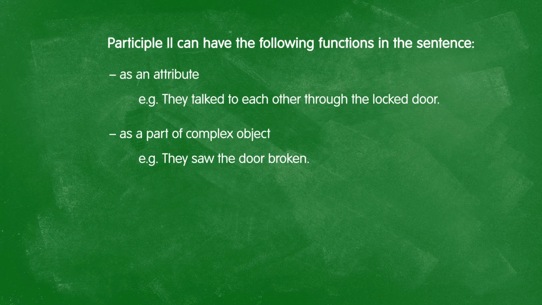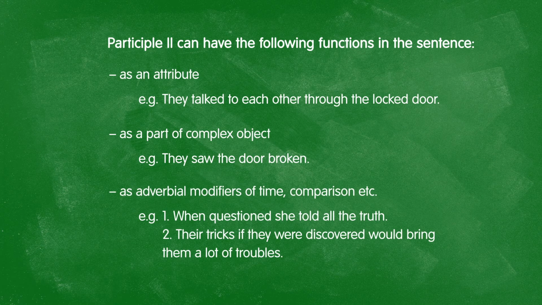And finally, we can use it as an adverbial modifier of time. For example, in a comparison, their tricks, if they were discovered, would bring them a lot of troubles. Here, their tricks, if they were discovered, I'm creating a hypothetical time phrase. I'm using an unreal conditional, and I use the past participle to do this.